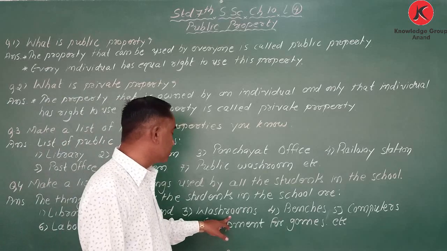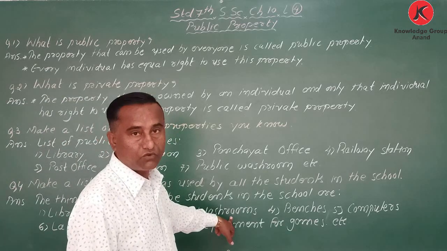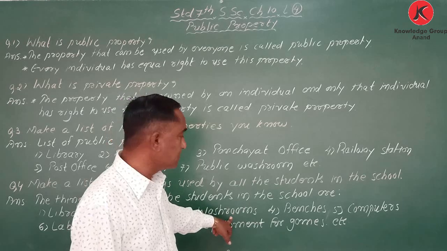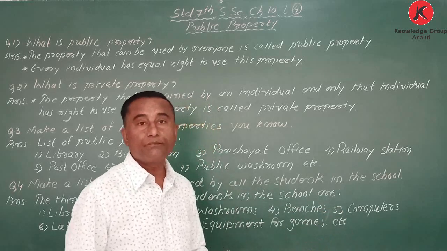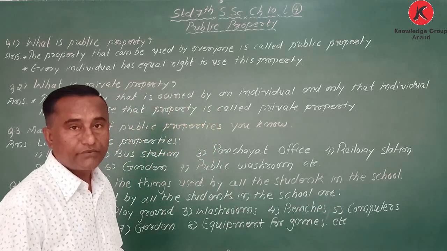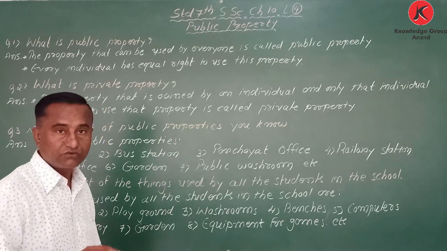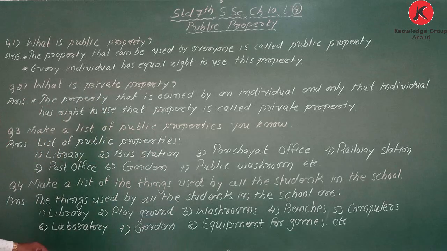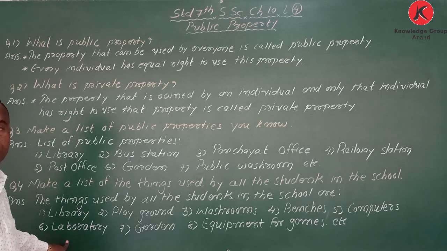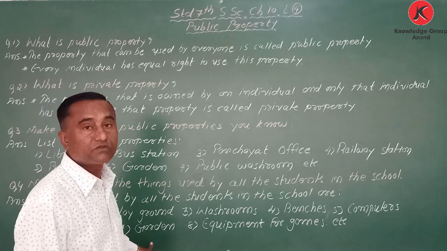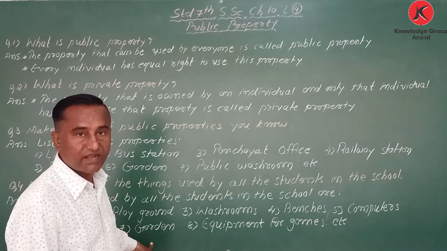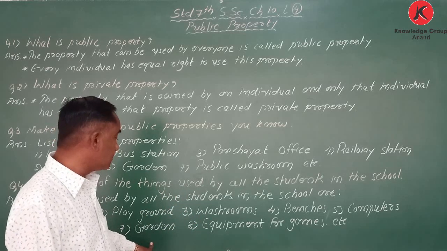And the washroom, the school washroom, that we are using. Then benches also we use. Computers: during the computer period, you go to the computer room and you use them. Computers are school property. Then the laboratory. During the science period, you are using the laboratory. Then the garden. At some schools you will find a small garden also. We also have one garden. That can be used by the students.